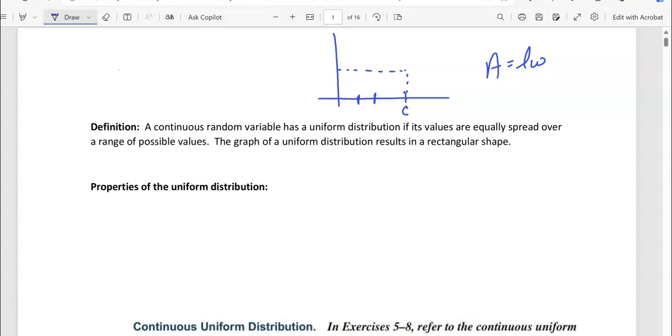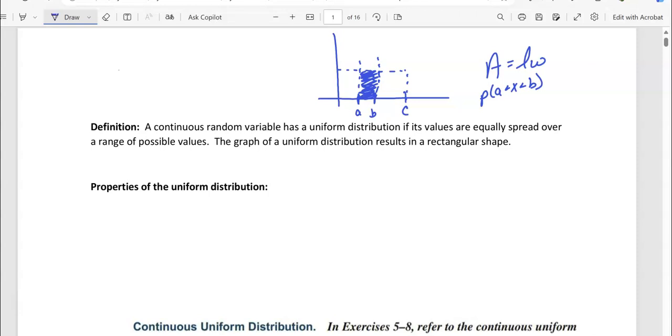So let's say I'm looking at the probability I'm between A and B. Then our probability distribution could be represented by the picture shaded here between A and B. And to find that, I would find the area of that rectangular region.